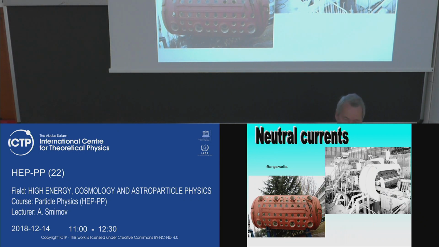Neutral current. Remember, I said very briefly that was already a discovery which confirms the standard model, which predicted the existence of neutral gauge bosons, and therefore one expects neutral current events when a muon neutrino or muon antineutrino is scattered on electrons via exchange of Z0. And this is the bubble chamber Gargamelle, and it is staying at CERN. You can see it if you visit CERN, and that's how it was when the experiment was running.